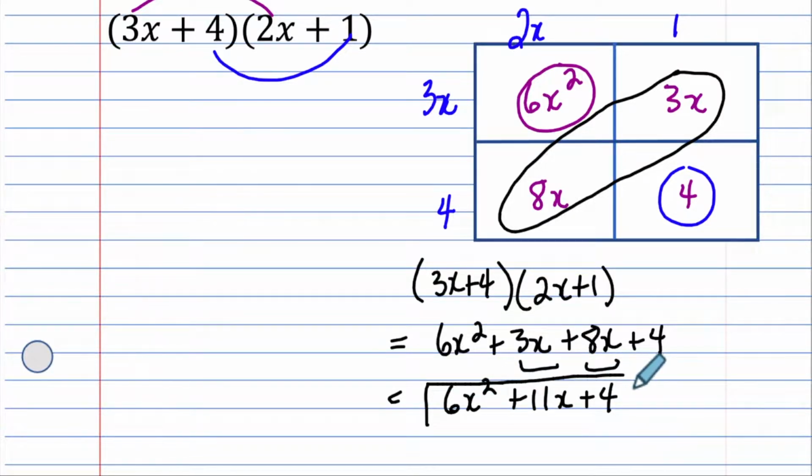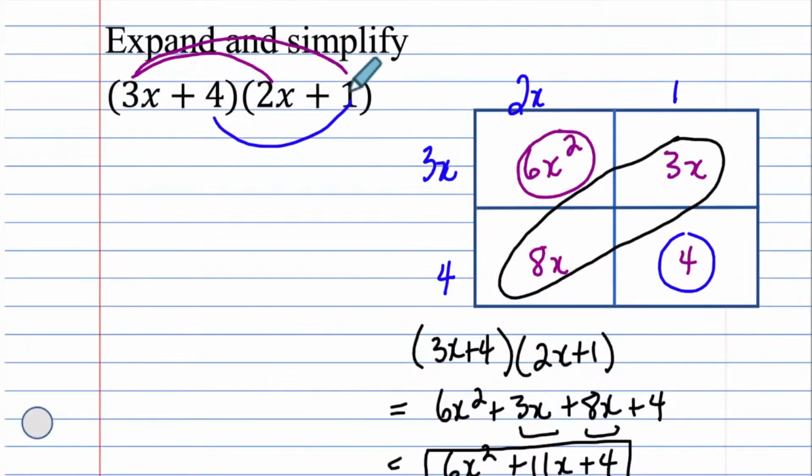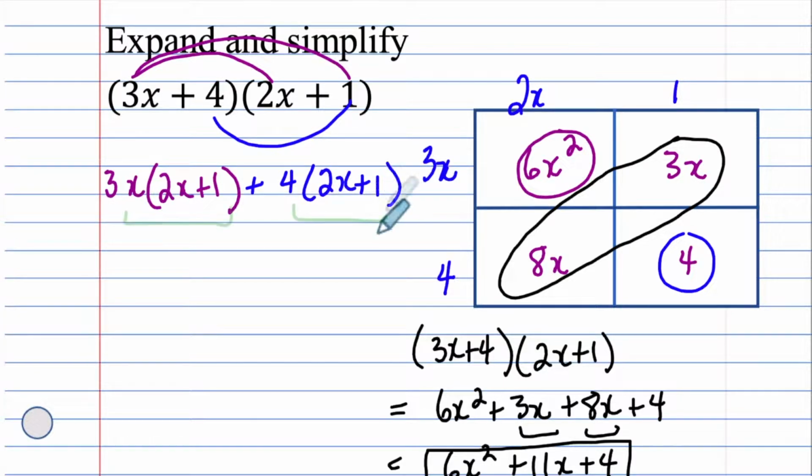This is an expression for the area in the area model, but it's also the result when we expand and simplify this binomial times a binomial. We could think of this as 3x times 2x plus 1, which is distributing the 2x plus 1 into the first bracket, and a 4 times the 2x plus 1. From a product times a product, we created two terms.